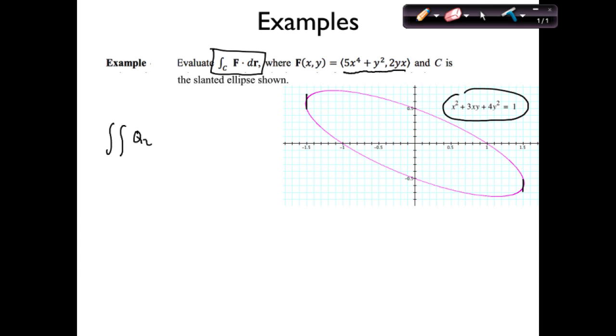Yeah. 0. So if it's a gradient field, qx is 2y minus 2y. Therefore, what's the line integral? 0, because it's a double integral of 0. So this equals 0. Phew, right?